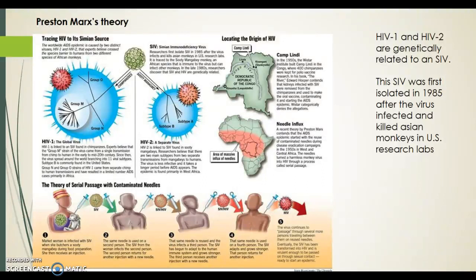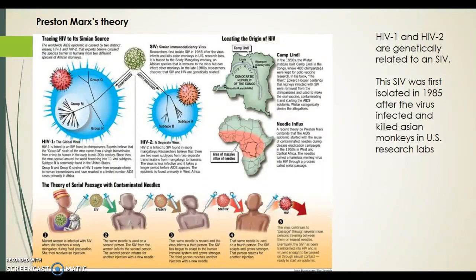infects the second person. That second person later returns for another injection with a new needle. A third person comes in, and that same needle is reused on him, infecting him. The simian immunodeficiency virus starts to adapt to the human immune system and grows stronger. That third person receives another injection with a new needle. Yet again, that same needle is used on a fourth person.